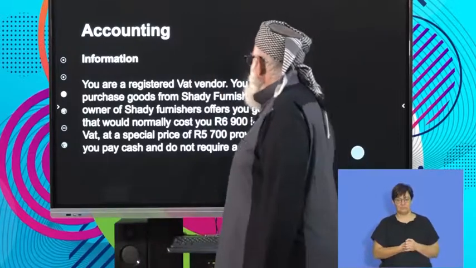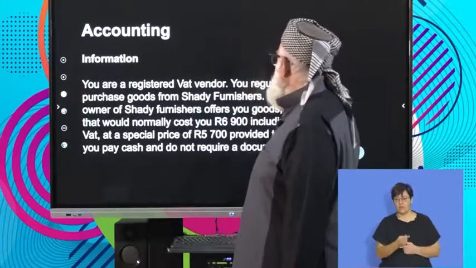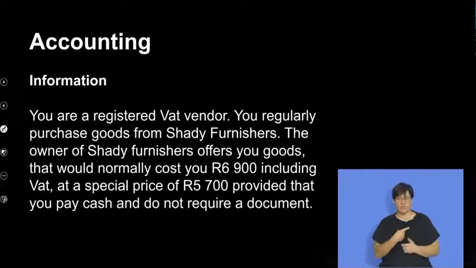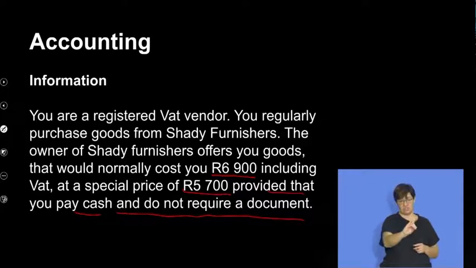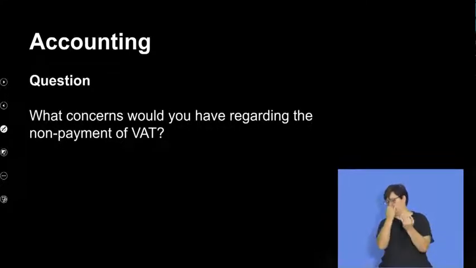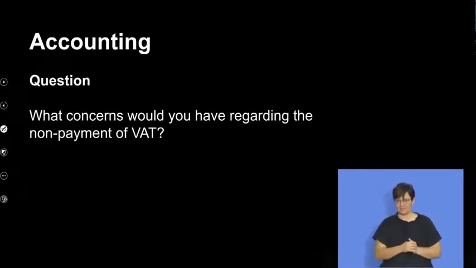You are a registered VAT vendor. You regularly purchase goods from Shady Furnishers. The owner of Shady Furnishers offers you goods that would normally cost you 6,900, including VAT, at a special price of 5,700, provided that you pay cash and do not require any documentation. Right. Who are we dealing with? Shady Furnishers. The name tells you something. What concerns would you have regarding the non-payment of VAT?